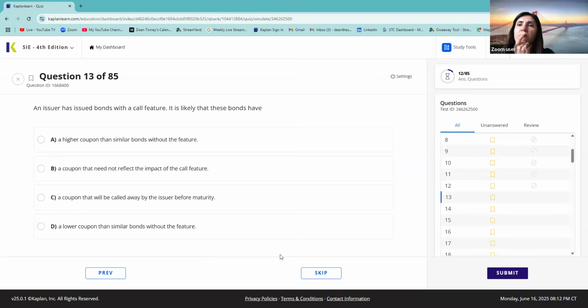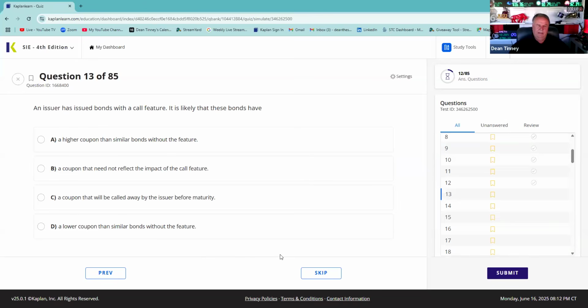Okay. An issuer has issued bonds with a call feature. It is likely these bonds... kind of a judgment question. This one's a judgment question. Don't get many judgment questions on the SIE, but you do get some. You know, the three styles of questions are recognition, practical application, and judgment. I'm thinking it's the C, that the coupon will be called away by the issuer before the maturity.